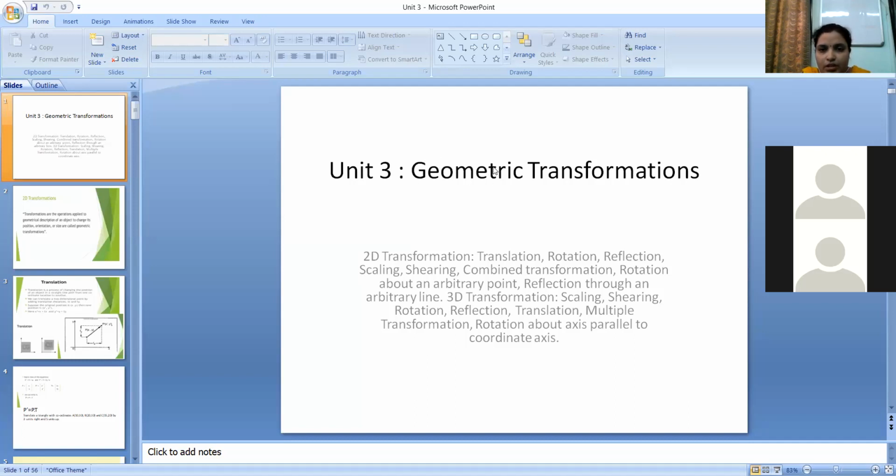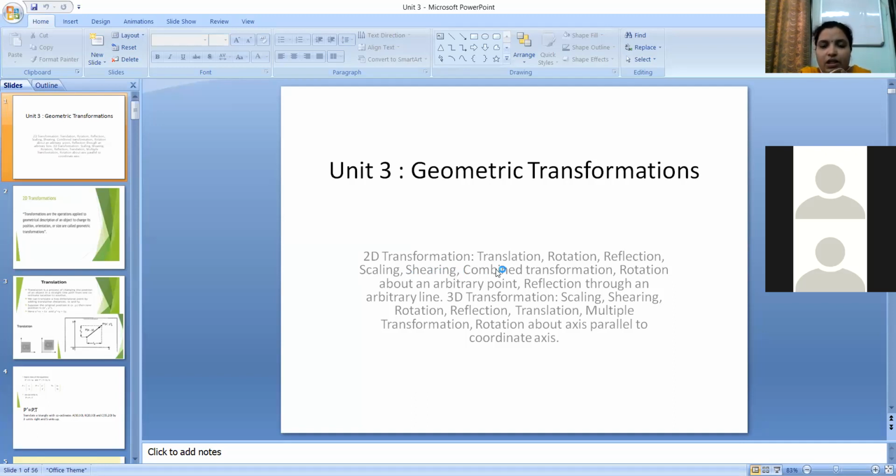This chapter has two subparts. As you can see in the syllabus, the first subpart contains the two-dimensional transformations. Transformations means the different operations that we can perform on a given object. If the object is two-dimensional, then we can have different operations on that object, like translation, rotation, reflection, scaling, and shearing. So these are the 5 two-dimensional transformations we will study.